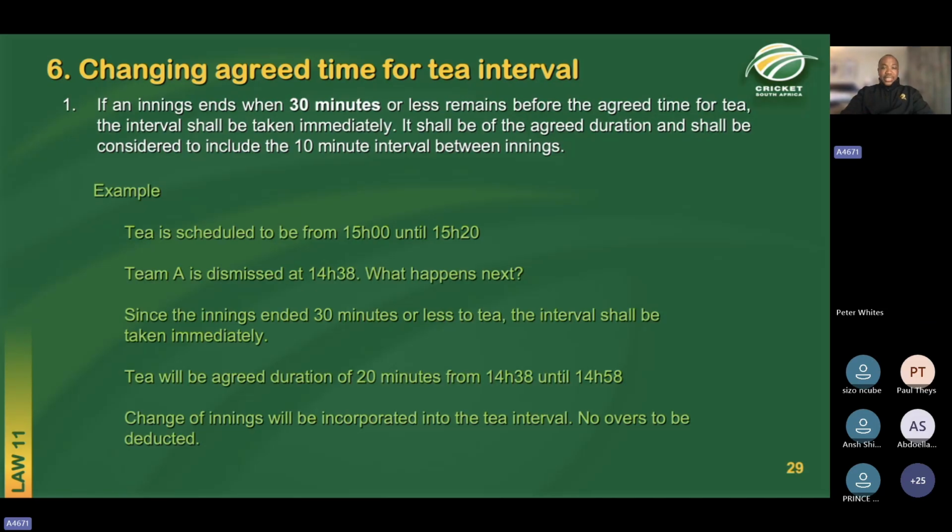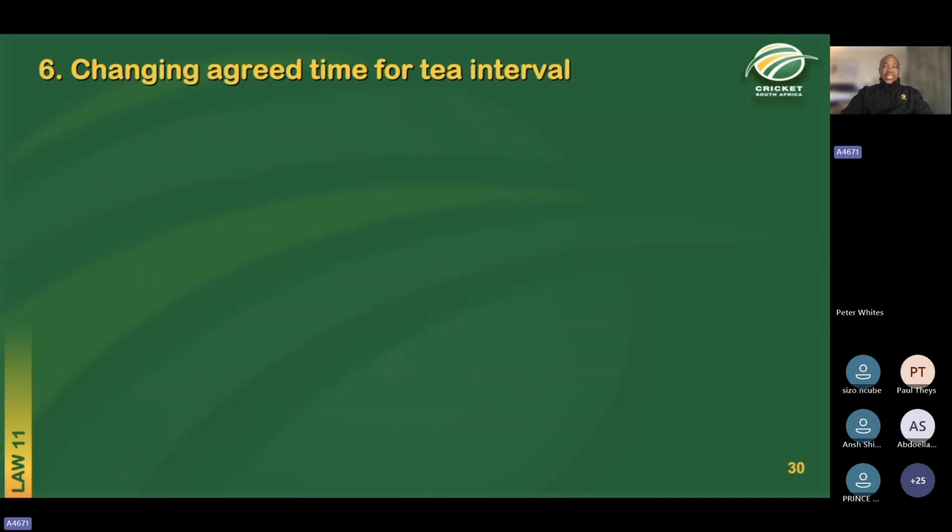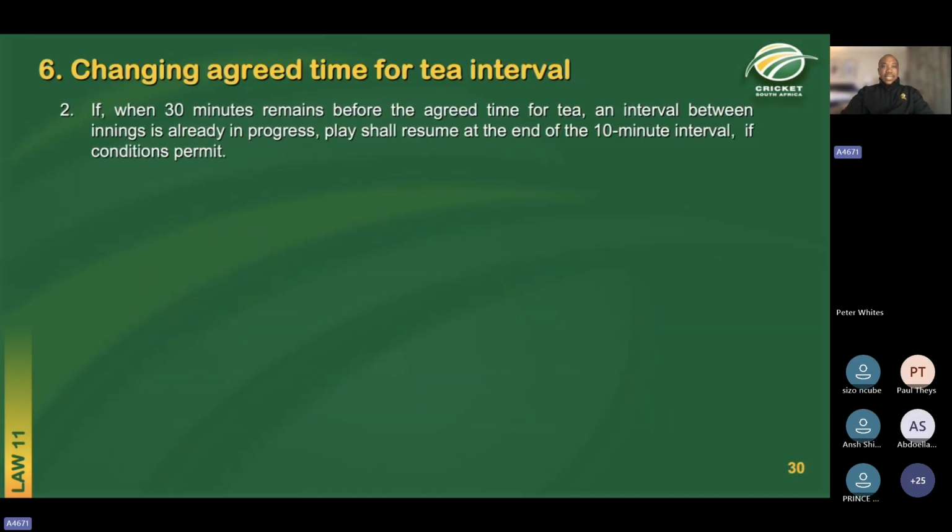The change of innings will be incorporated into the tea interval. No overs will be lost in the day's play. First ball after tea to be bowled at 14:58. If, when 30 minutes remain before the agreed time for tea, an interval between innings is already in progress, play shall resume at the end of the 10-minute interval if conditions permit.